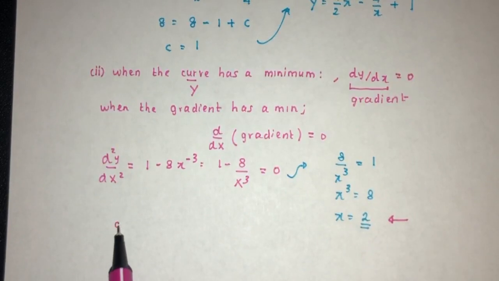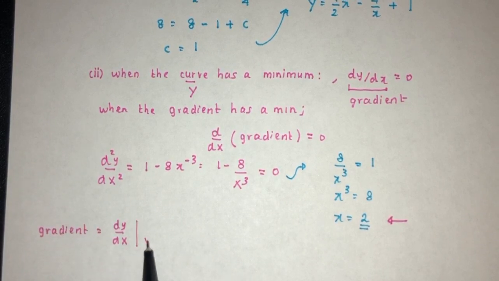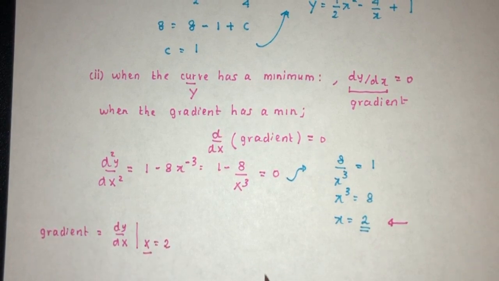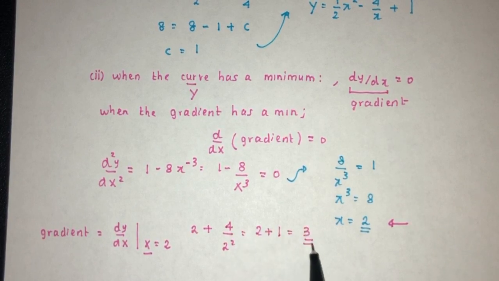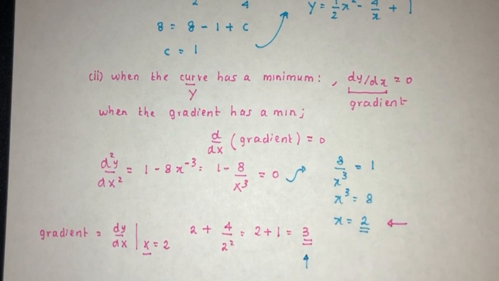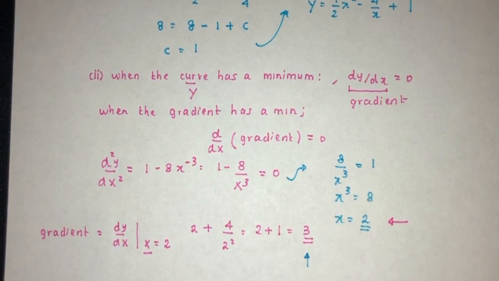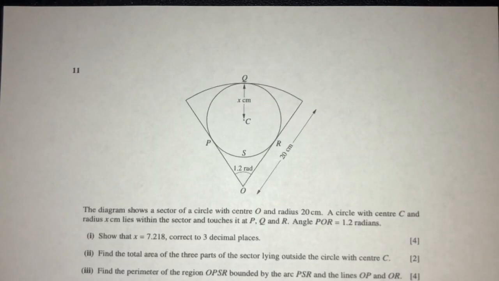So what is dy by dx? That is the gradient value, because we have to understand gradient is actually the value of dy by dx when x equals 2. Replace back in your equation. That is 2 plus 4 over 2 squared. That should be 2 plus 1, and that will be 3. That is part 2 of your answer. So part 2 is finding the value of x and then finding the minimum value of the gradient, which will be 3 according to your provided equations. So let's move on to the next question.